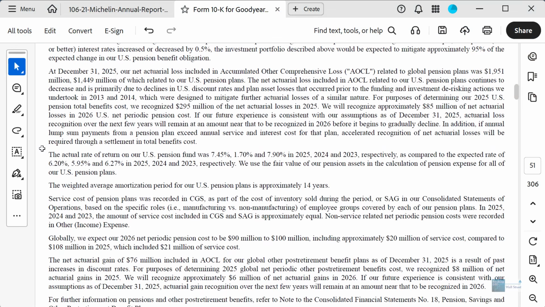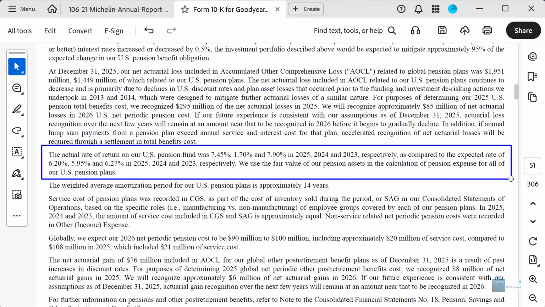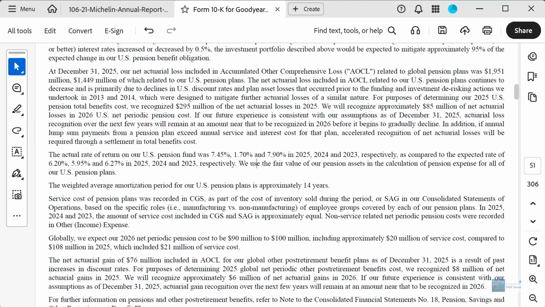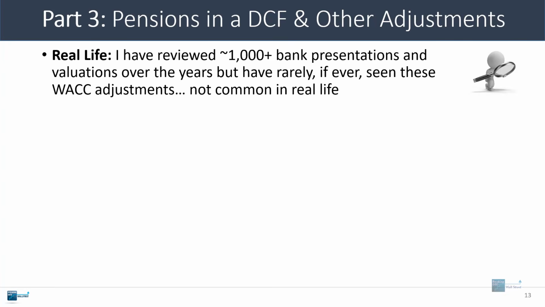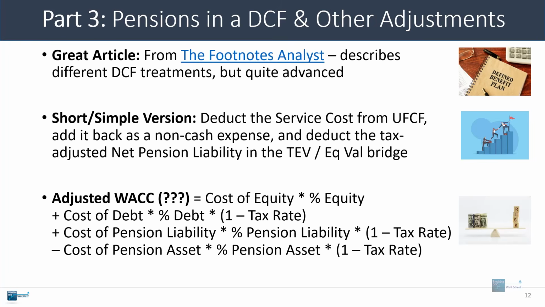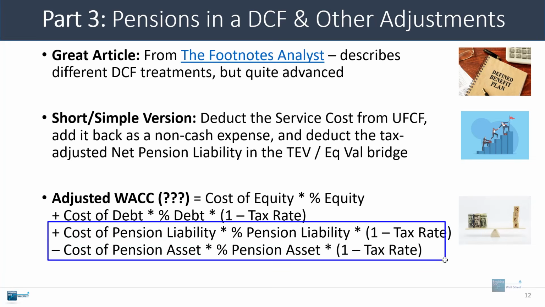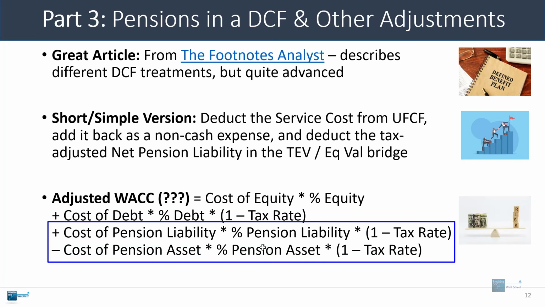In some cases, companies actually disclose their expected returns on pension plan assets. So you could use these for the cost of the pension plan assets, and then you could find the interest rate they're using for the pension plan liabilities, for example. To be completely honest with you though, I have looked at over 1,000 bank presentations and valuations over the years, and I've very rarely seen these types of adjustments. Part of the issue is that if you really think about the formula, unless the company has a massive unfunded pension, these components are probably going to offset each other and cancel out a little bit, so there may not be a huge difference.